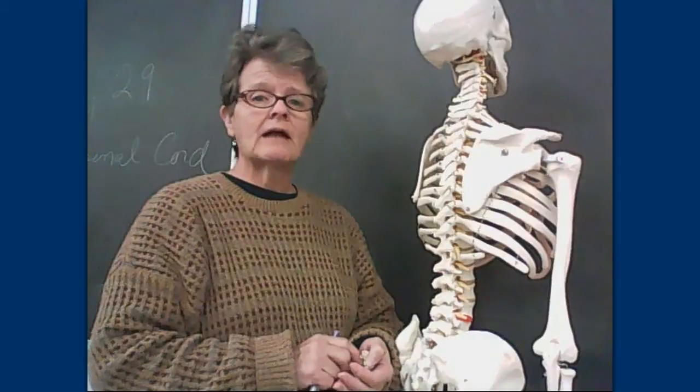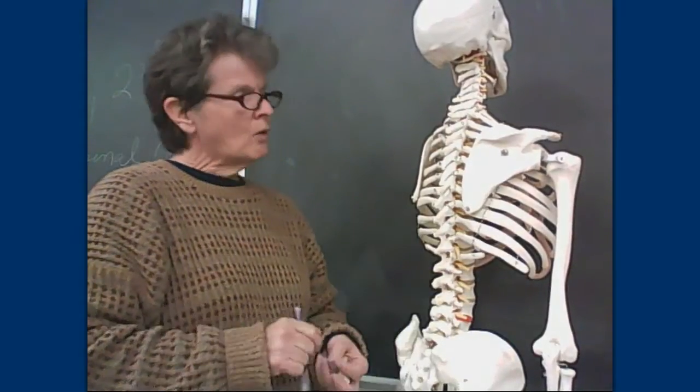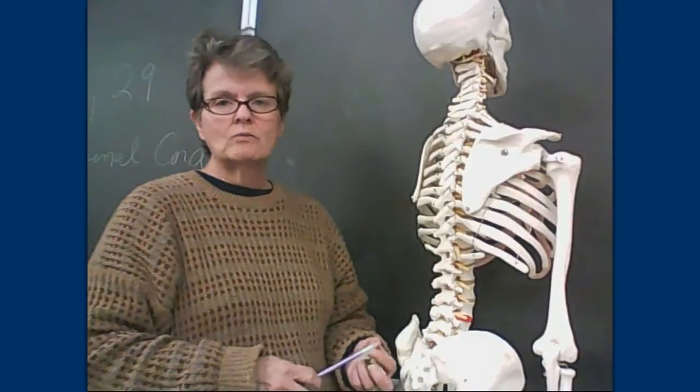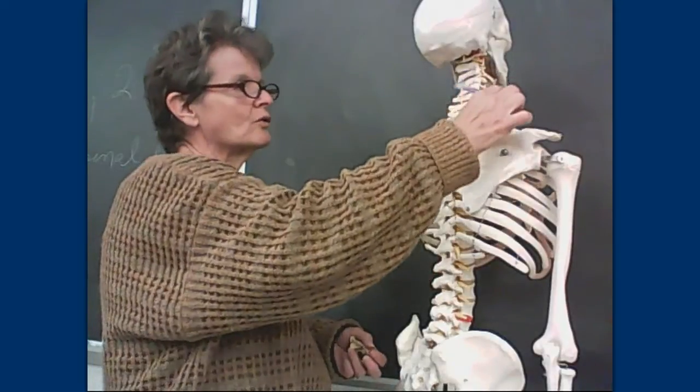Today we're going to be looking at the vertebral column and the thoracic cage. When we're talking about the vertebral column, we need to talk about three types of vertebrae. The first set are the cervical vertebrae.